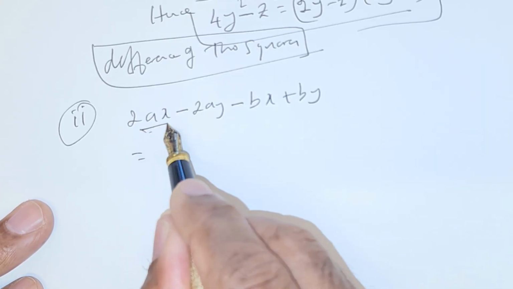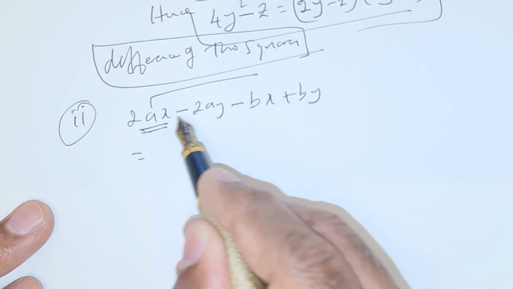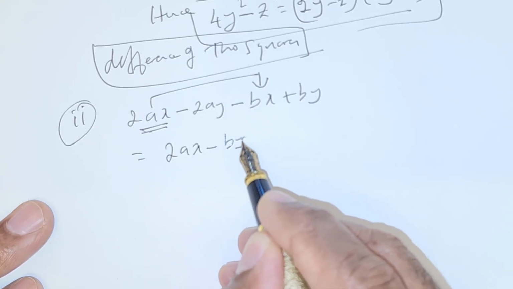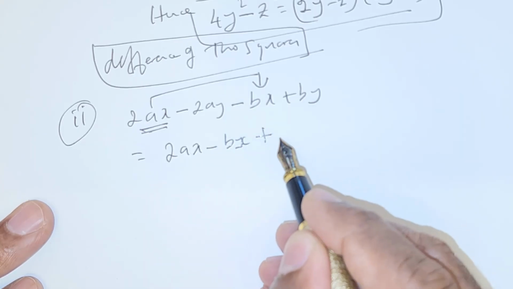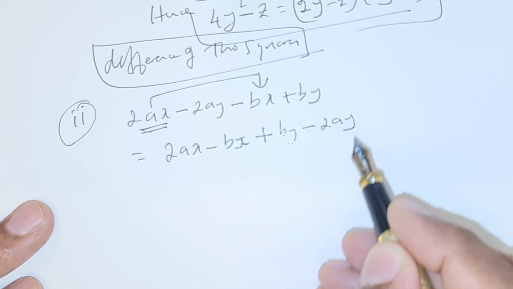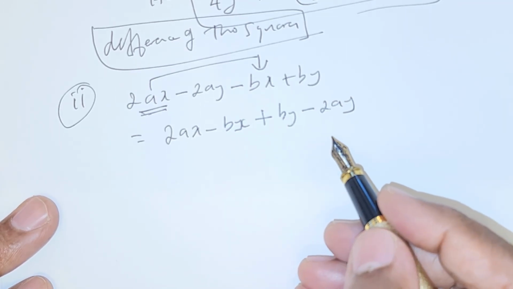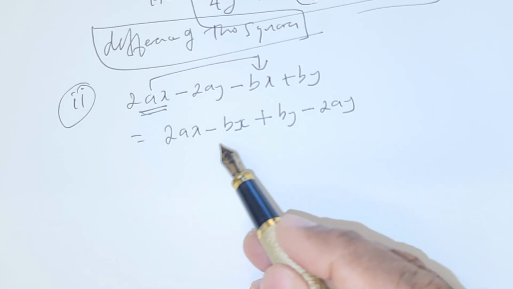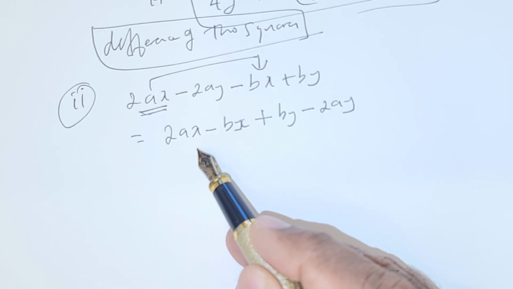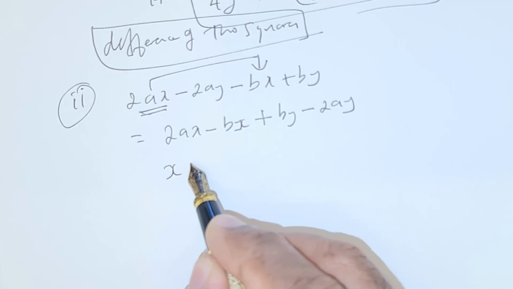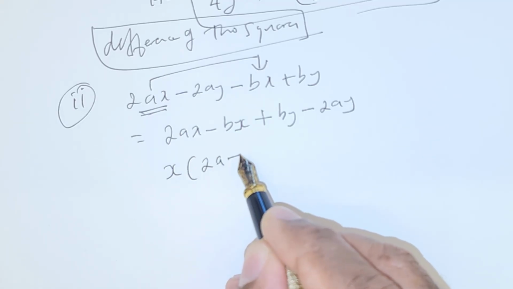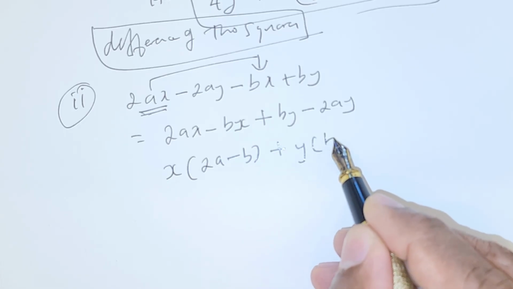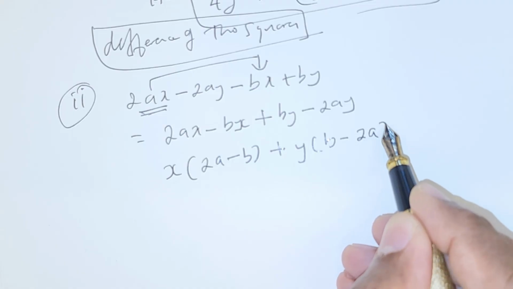Now how do we factorize? Always look for like terms. The variable is x, so club it with bx. So this is 2ax - bx, that's one part. I'm going to write this as +by - 2ay. Now we have the x part. If I take the x part, the outcome is x(2a - b). If I take the y part, it is y(b - 2a).